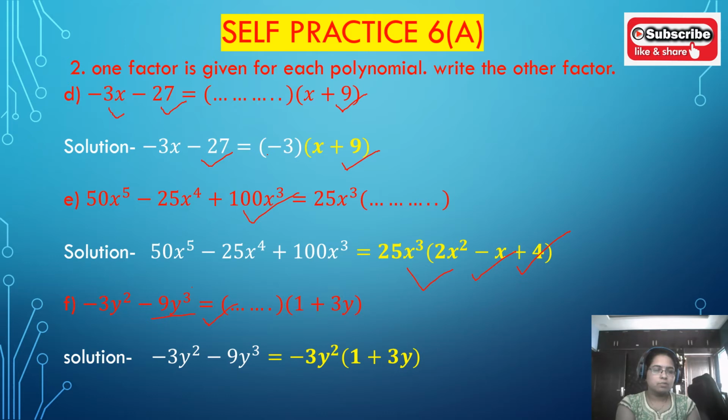So minus 3y square is the common factor. Minus 3y square multiplied with 1 is minus 3y square, and minus 3y square multiplied with 3y is minus 9y cube. So minus 3y square multiplied with 1 plus 3y, and 1 plus 3y is written inside the parenthesis. So minus 3y square minus 9y cube is the product of minus 3y square and 1 plus 3y.